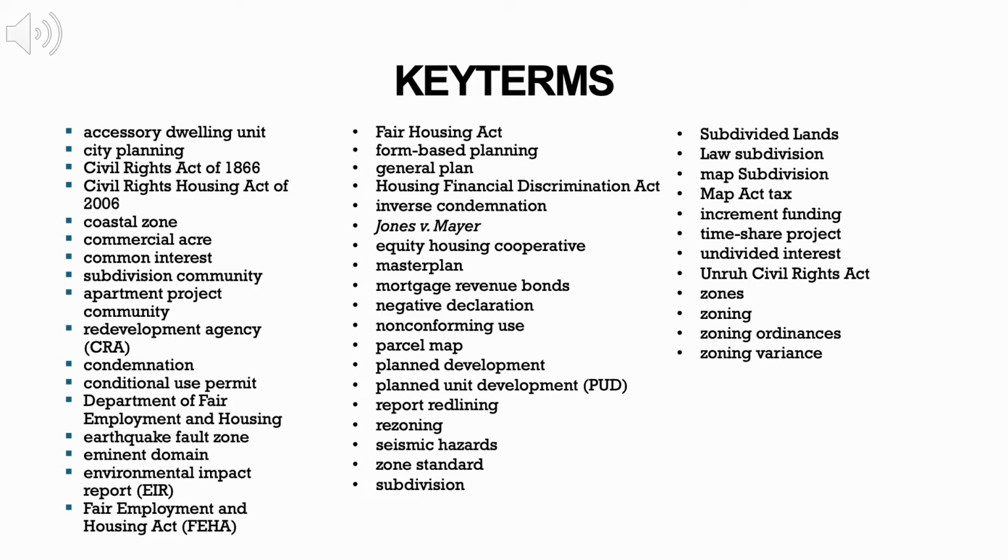Adverse condemnation. Jones versus Mayor. Equity Housing Cooperative. Master plan. Mortgage revenue bonds. Negative declaration. Non-conforming use. Parcel map. Planned development. Planned unit development, PUD. Report redlining. Rezoning. Seismic hazards. Zone standard.